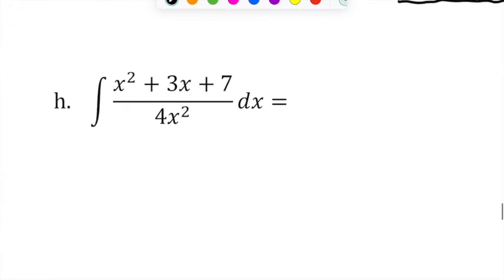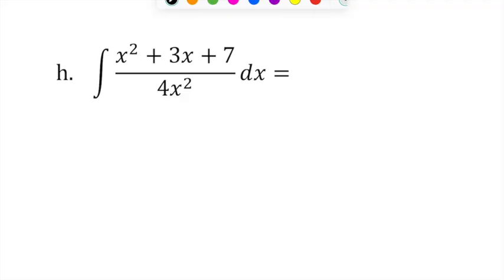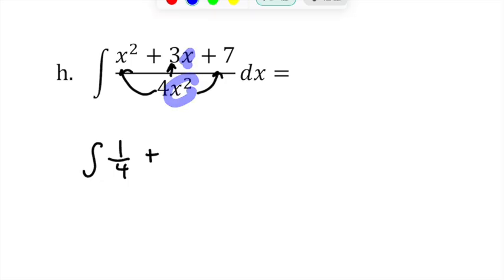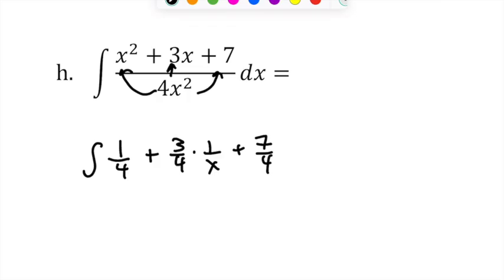Last example for this section. So again, we're going to simplify with each of these. So if I take x squared divided by 4x squared, I'm going to get the integral of 1/4 plus the x squared cancels out what one of these x is, and I get 3/4 times 1/x plus, and then again, there's no x's that cancel, so we're going to write this as 7/4. And instead of writing this as x divided by x squared, I'm going to write it as x to the negative 2.